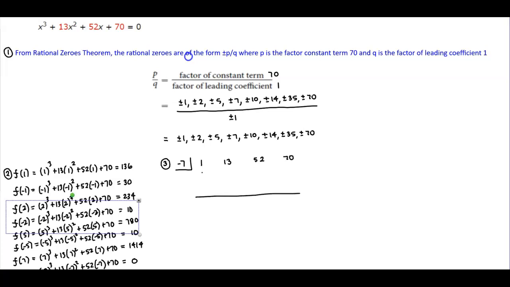We bring down the 1. Negative 7 times 1 gives us negative 7, and 13 minus 7 gives us positive 6. Negative 7 times 6 gives us negative 42, and 52 minus 42 gives us 10. Negative 7 times 10 gives us negative 70, which gives us a remainder of 0.